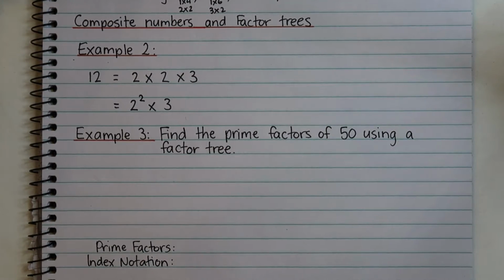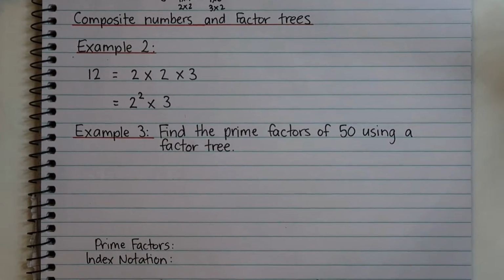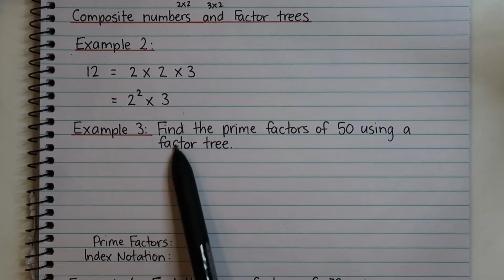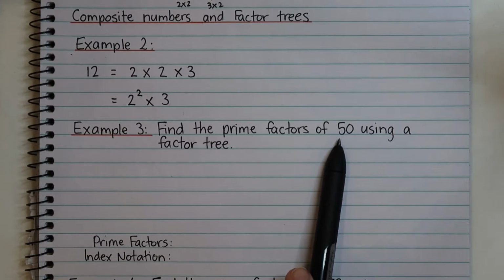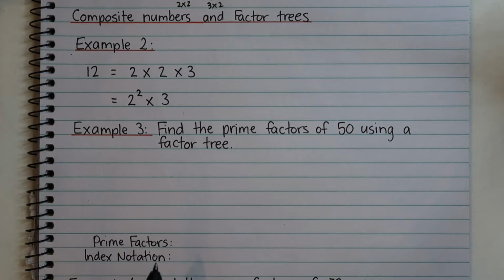A factor tree shows the prime factors of a composite number. Each branch shows a factor of all the numbers above it. The last numbers in a factor tree are all prime numbers. So let's have a look at an example. Here we have find the prime factors of 50 using a factor tree.